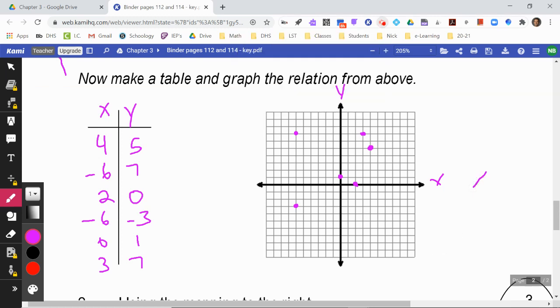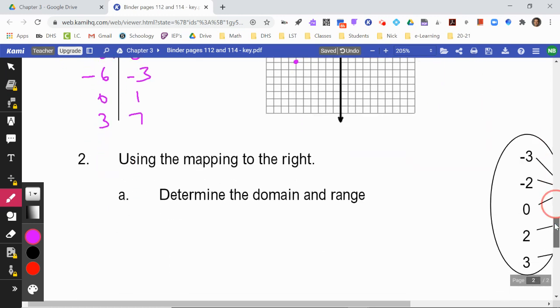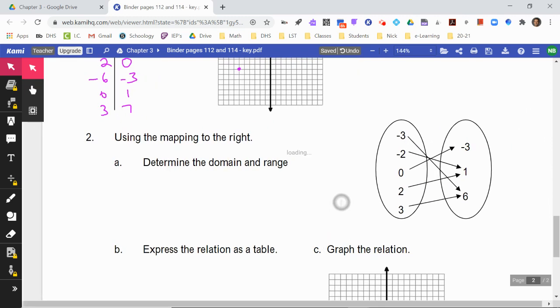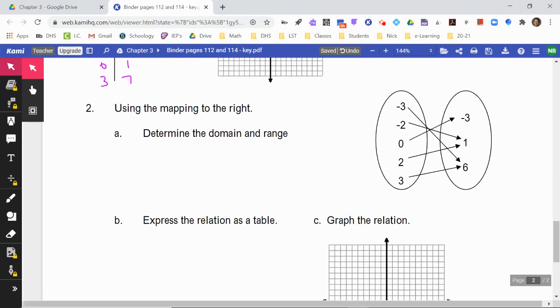For our last example here, we're going to have you complete number 2. I want you looking at number 2 here. We're given a mapping diagram, and I want you to be able to determine your domain and range. Again, this is a mapping diagram, so this is discrete. So we're just going to list out the elements from the domain. We're going to list out the elements for the range there.